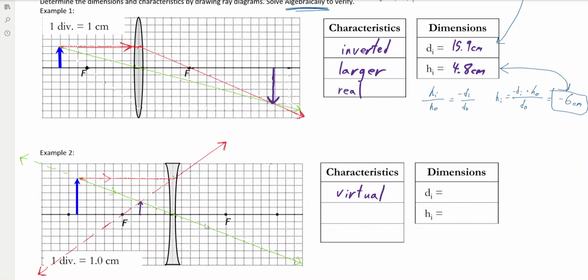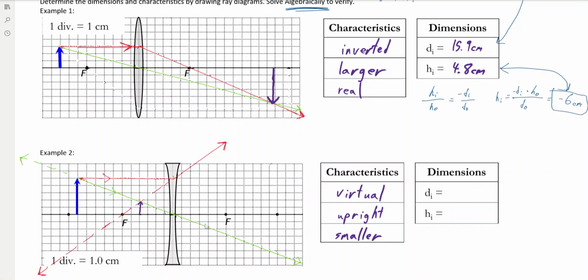So anyways, it's a virtual upright image, and in this case, it's smaller than the original. And so one of the things you can do to see if it's going to be smaller or bigger is, if the image is closer to the lens than the original, then it will be smaller. If the object is closer to the lens than the image, then the image will be larger.